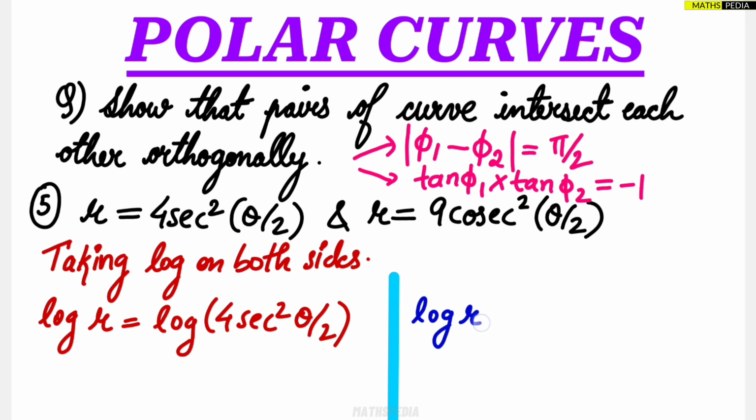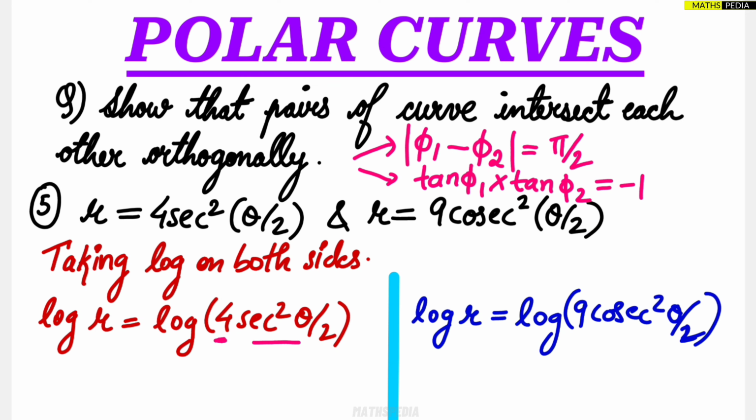For the second curve also same thing. Log r equal to log 9 cosecant square theta by 2. Okay. This is the thing. As we know that when you are considering this, here 4 and secant square theta will be considered as two functions. Here also same thing, 9 and cosecant square theta by 2 will be considered as two functions.